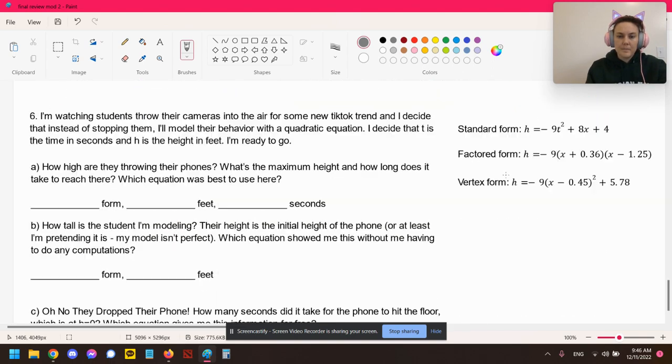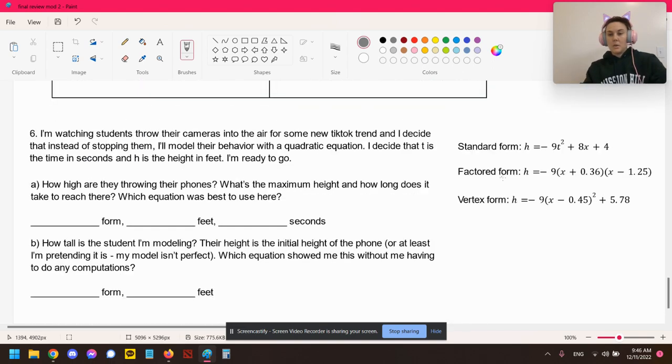All right. The very last question is one I actually do want to go over quite a lot. It's a word problem. It's going to tell you a scenario like that I'm throwing a ball off a cliff, or that I'm making a pizza, or that I'm watching students throw their phone into the air for the TikTok trend last year, whatever it is, right?